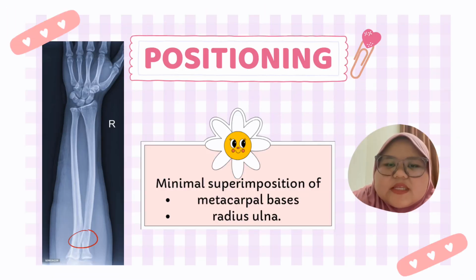The next one is minimal superimposition of metacarpal bases, also radius ulna. In this radiograph, there is minimal superimposition of metacarpal bases, but at the radial tuberosity, we can see that the radial tuberosity is superimposed with the ulna.